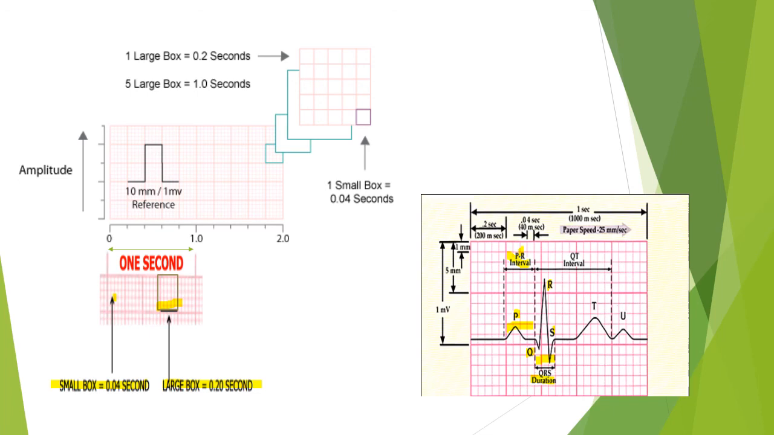And I hope it was easy, and in the next lecture, inshallah, we will have more discussion about the cardiac intervals.